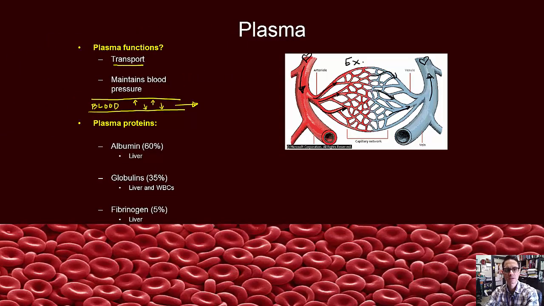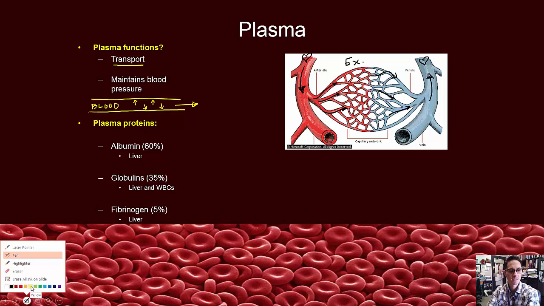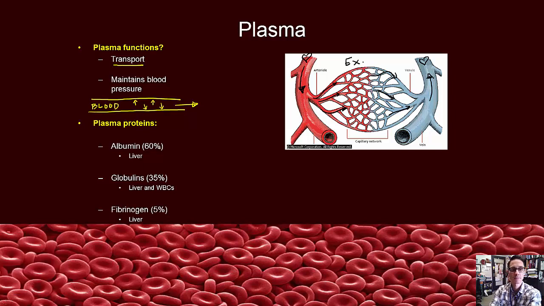So what I want to do now is talk a little bit about the three different types of plasma proteins that we find in the plasma. The first plasma protein is called albumin. Albumin makes up a significant part of the plasma protein content, 60%. It's the largest plasma protein by number in the plasma. Albumin is made in the liver, and albumin has a couple of important functions.